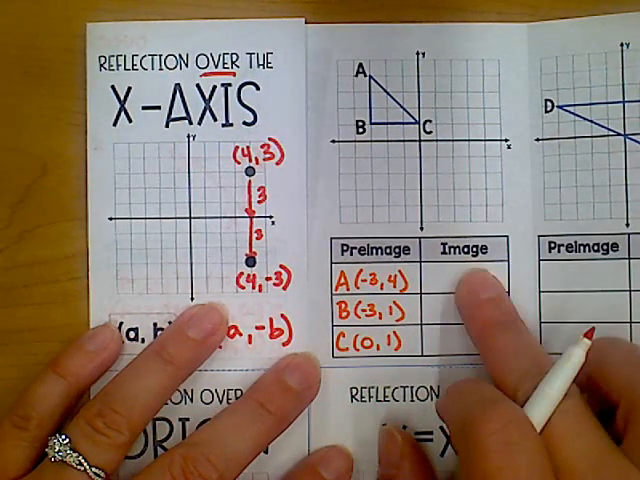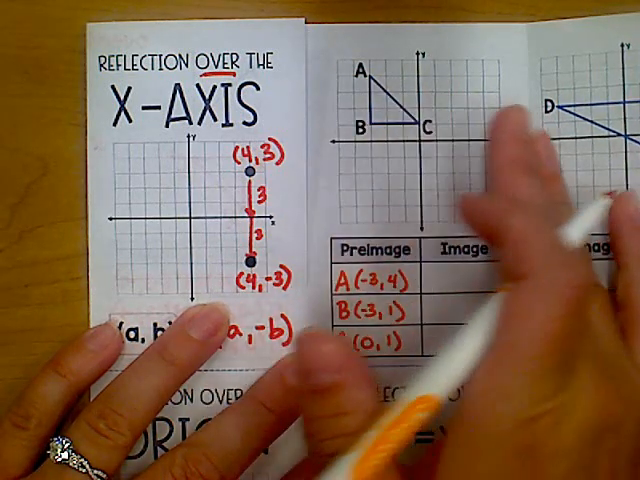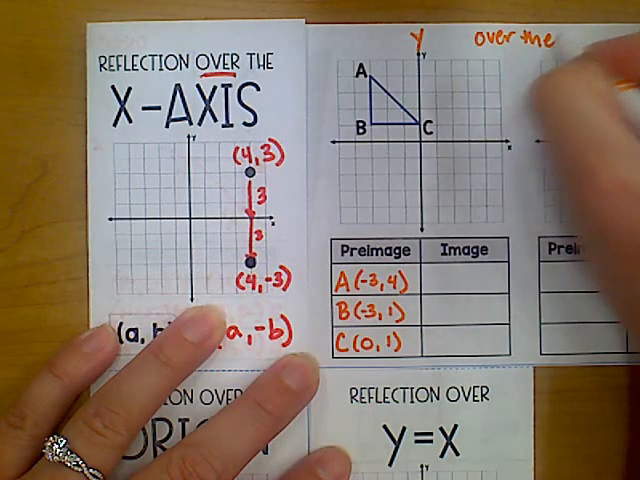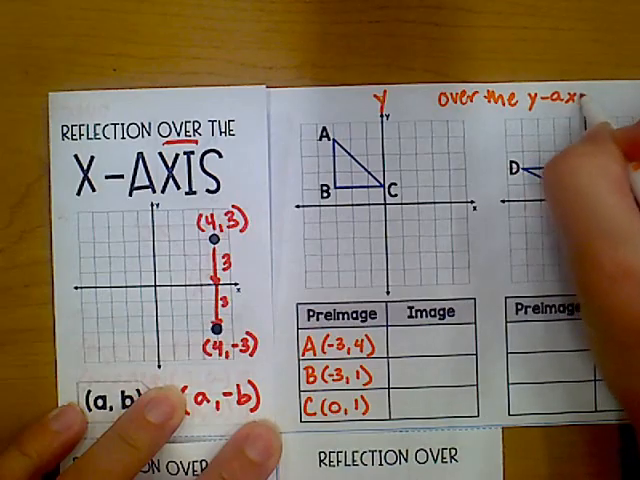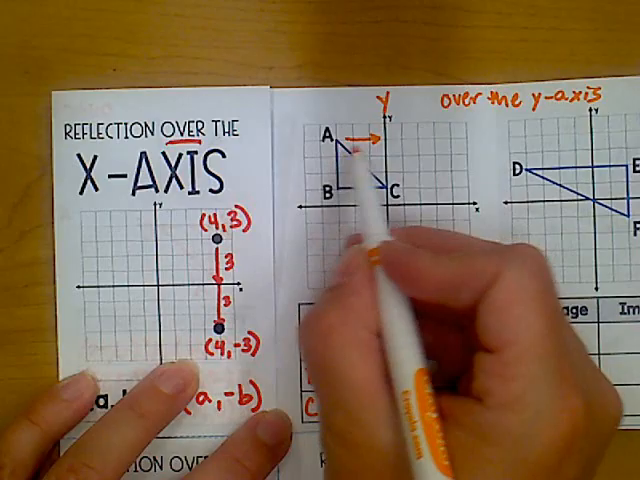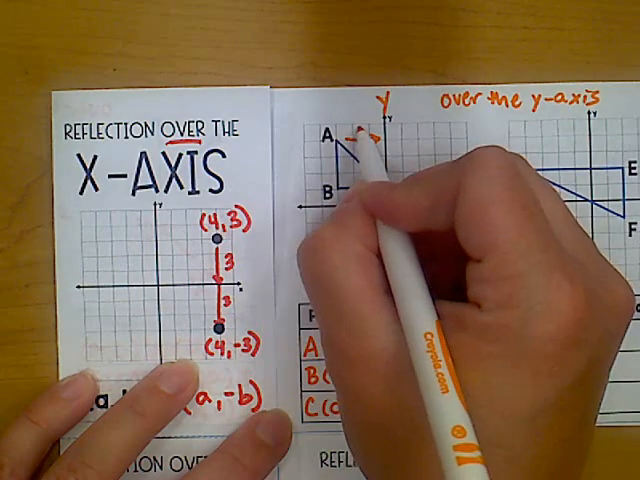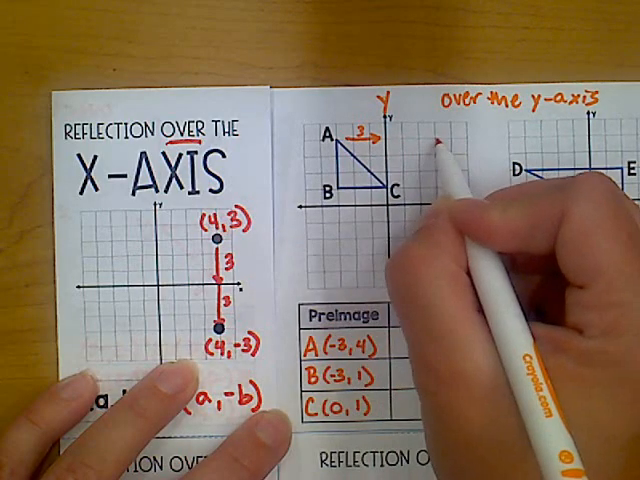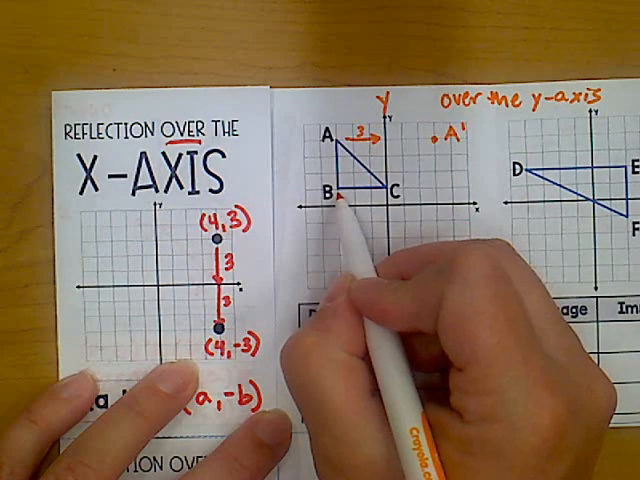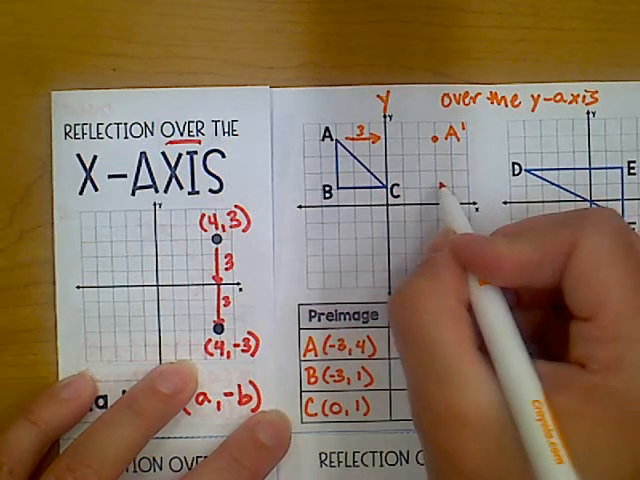Now when it comes to finding our image for A, B, and C, reflecting over the y-axis this time, that means this is going to become that horizontal move. We're going to take each point to the y-axis and then take it a little bit further. So starting here with A, that would have to move over 3, so I'm going to move it over another 3. This would be A prime. Same for B. B is 3 away from that y-axis, so it's going to go 1, 2, 3 away over here.